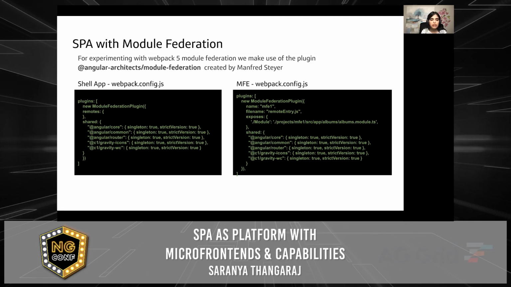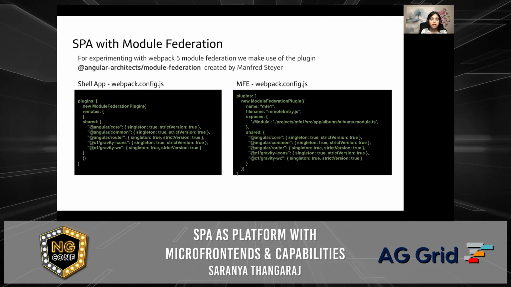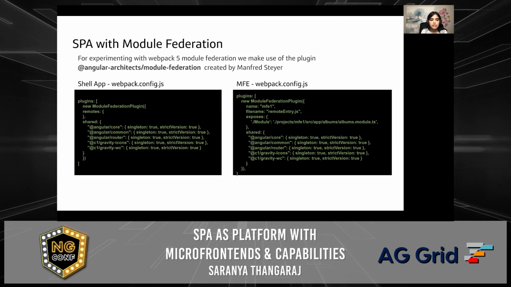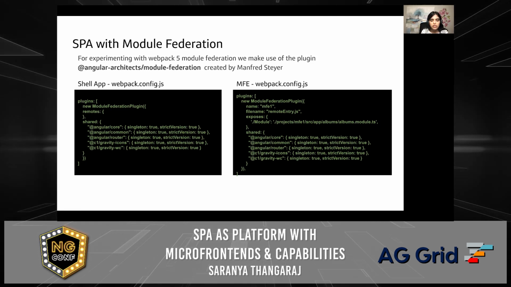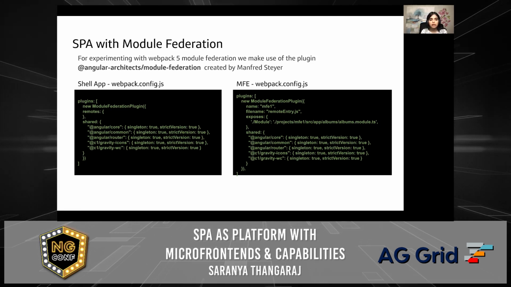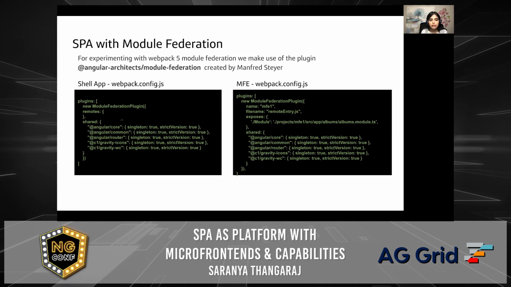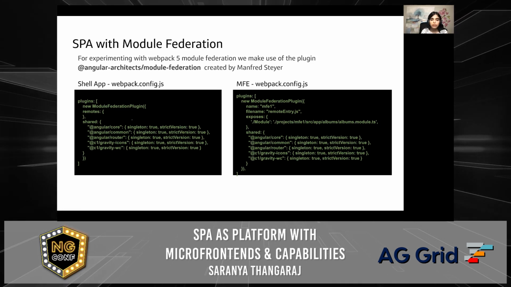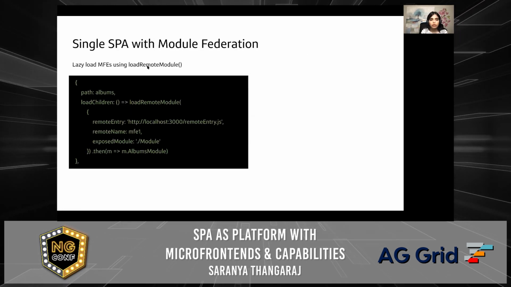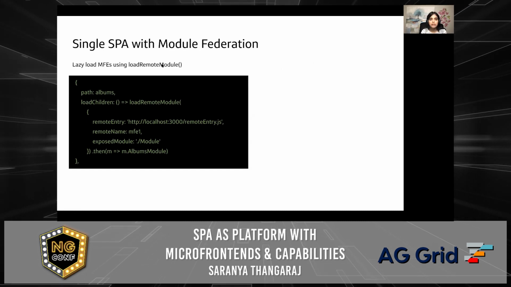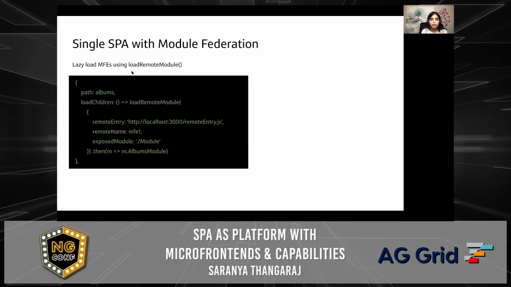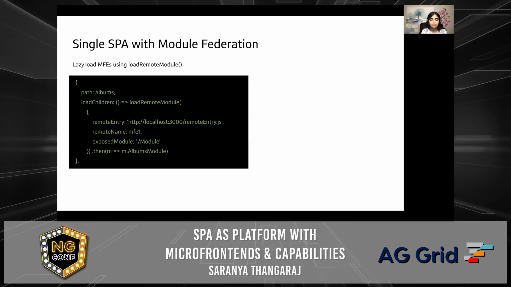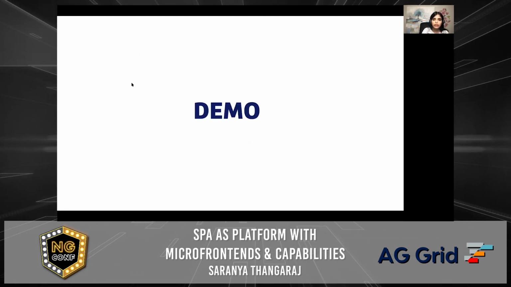So similarly, in the shell app you also have this shared object with the libraries that you share, and also the remote object. In this you can hard code the micro-frontend and the JS file that you want to download. But instead of hard coding it here, we can also do lazy loading by using the loadRemoteModule function that is exposed by the module federation plugin in order to do lazy loading of your micro-frontend. So let's look at a quick demo of this.